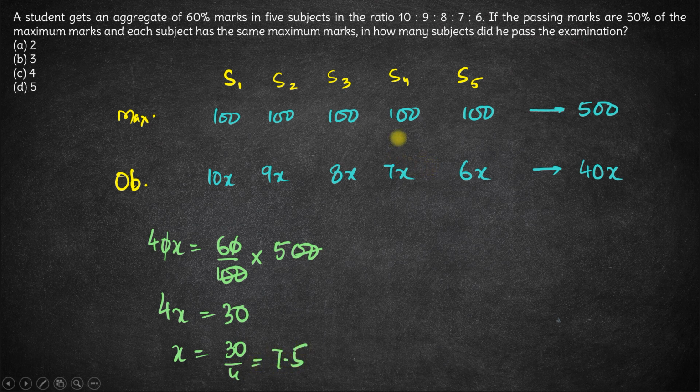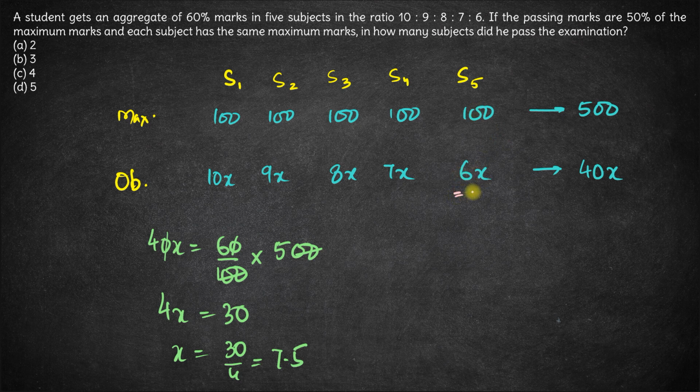Okay, fine. Now the question is, in how many subjects did he pass given that the passing marks is 50%? So, if passing marks is 50% and the maximum marks of each subject is 100, that means to pass in any subject, he needs to get at least 50 marks. 50% of 100 is 50. So, let's see in how many subjects does he get 50 marks at least.